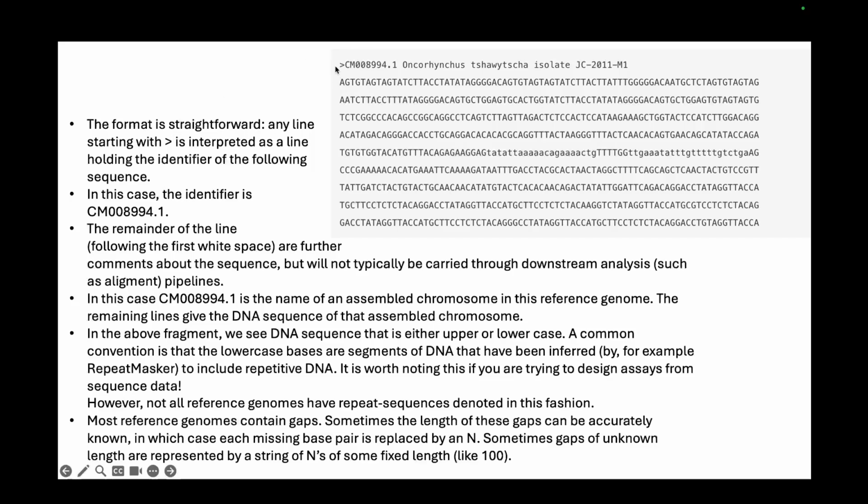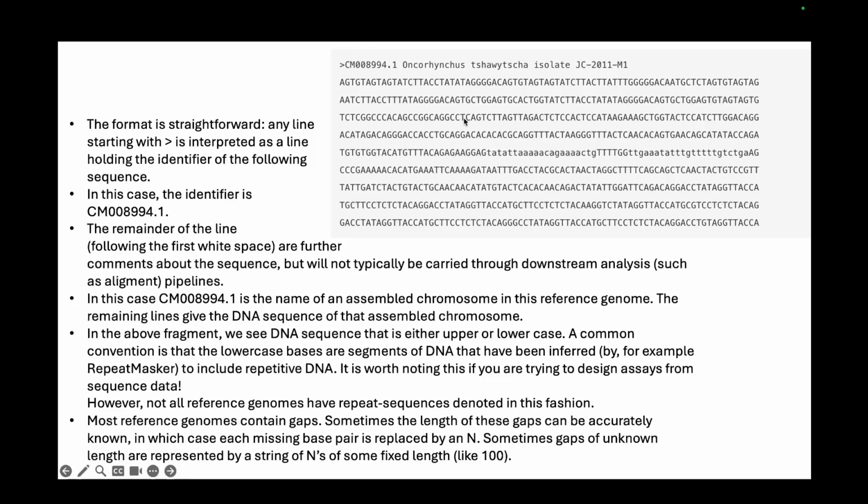So any line starting with this greater than arrow sign is represented as a line holding the identifier of the following sequence. So if this is the sequence, the first line starting with this greater than arrow will tell you the identifier of the sequence. What is the identifier? So basically here it is this number, which is encoded by anything. This might be your sample number, or whatever kind of encoding you're doing with this sample, you can put a number here. The remainder of the line, following the first white space, are further comments about the sequence, but not typically carried through downstream analysis, such as alignment pipelines.